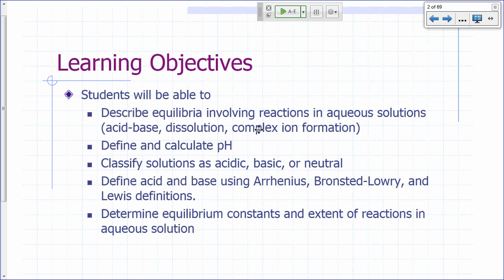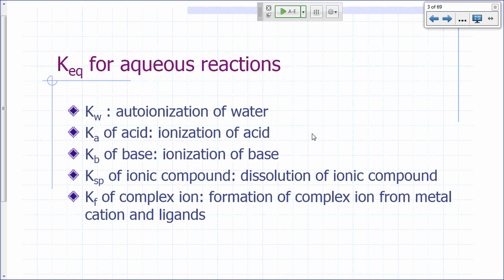Okay, I need to be able to define and calculate pH, classify solutions as either acidic, basic, or neutral, define acid and base using the Arrhenius definition, the Bronsted-Lowry definition, and the Lewis definitions. So there are different levels of definitions for acids and bases. And you need to be able to determine equilibrium constant and apply that to determining extent of reactions in aqueous solutions. All right. So the reactions we're going to be focusing on are these reactions, okay?